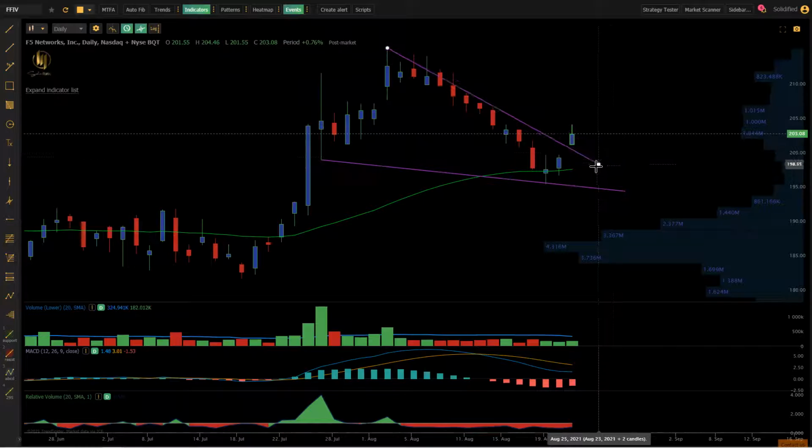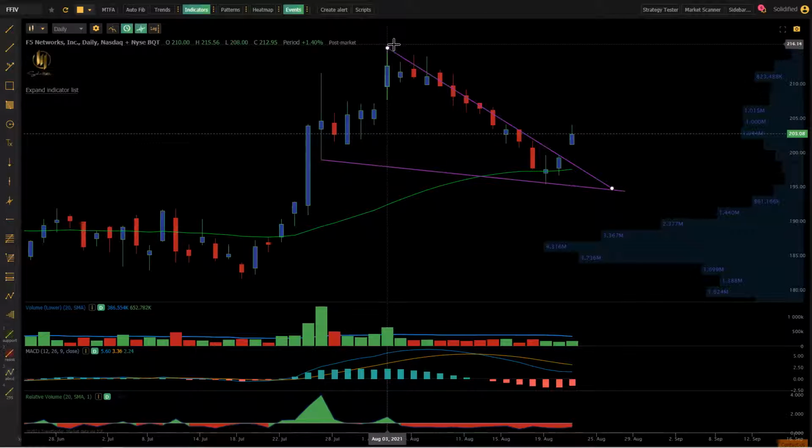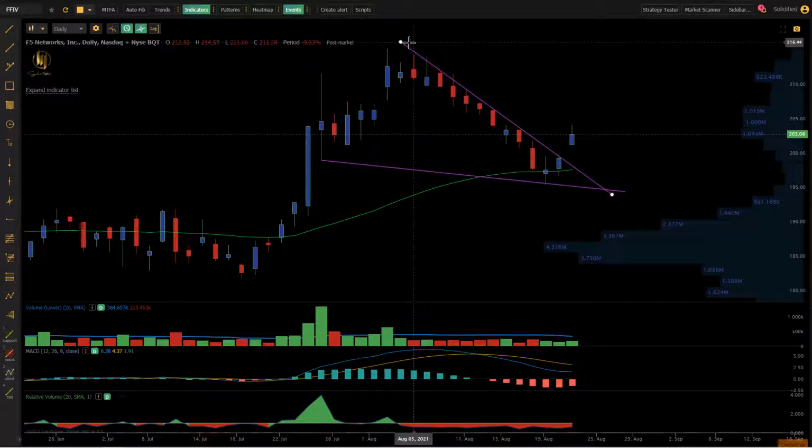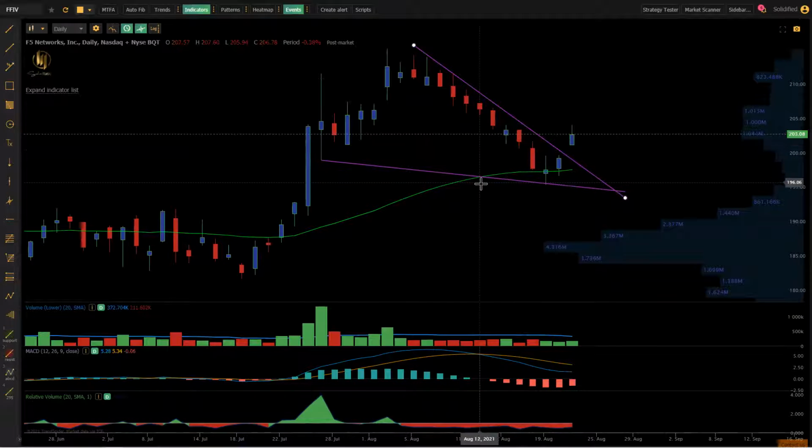And technically, if we look at it realistically, it broke out of this consolidation right here. If we look at this tight wedge, however you want to look at it, it broke out of it. You know what I'm saying? Like it did. So it broke out already.